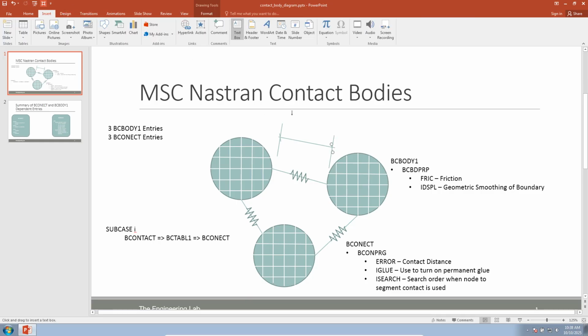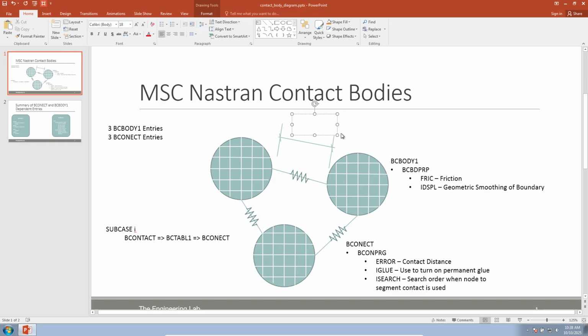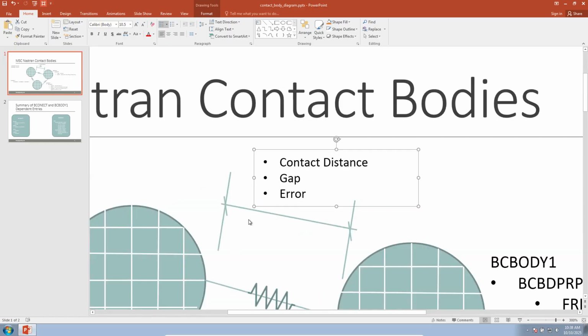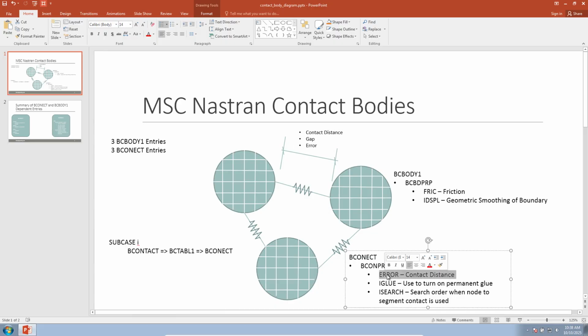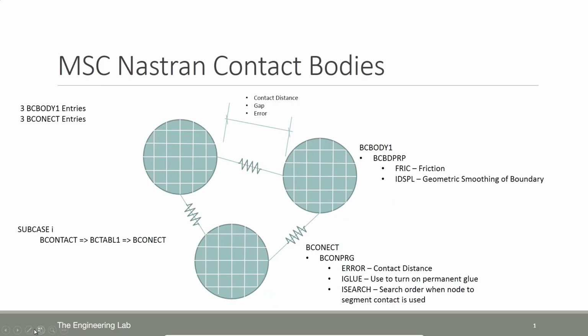Here you'll find many people using various terms for this contact distance. Sometimes I'll refer to this as the gap. Nastran calls it the error. So there are various names that this is given. You want Nastran to recognize that this gap is contact. So the way you do that is with the error value. Here, if you look at the bottom right, you want to go back to that bcomprg entry. You want to define an error.